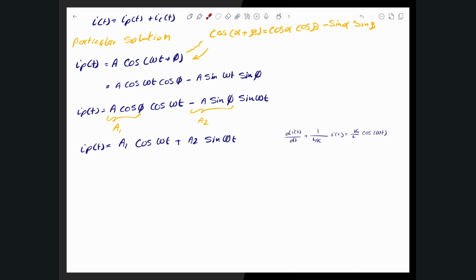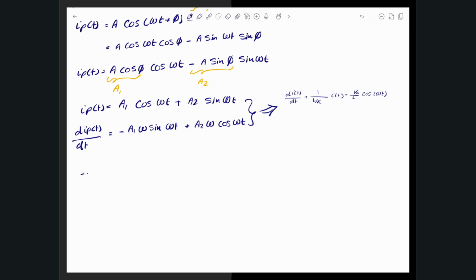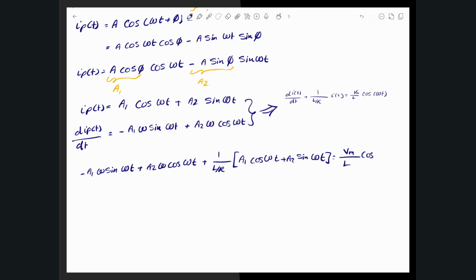But this original differential equation also has the derivative of I, not only I, so we need to find the derivative. The derivative of the particular solution with respect to t is simply negative A1 omega sine omega t plus A2 omega cosine omega t. Now we'll take these two and substitute them in here, and we end up with negative A1 omega sine omega t plus A2 omega cosine omega t, plus 1 divided by L divided by R, and this whole thing is multiplied by A1 cosine omega t plus A2 sine omega t, equals Vm divided by L cosine of omega t.